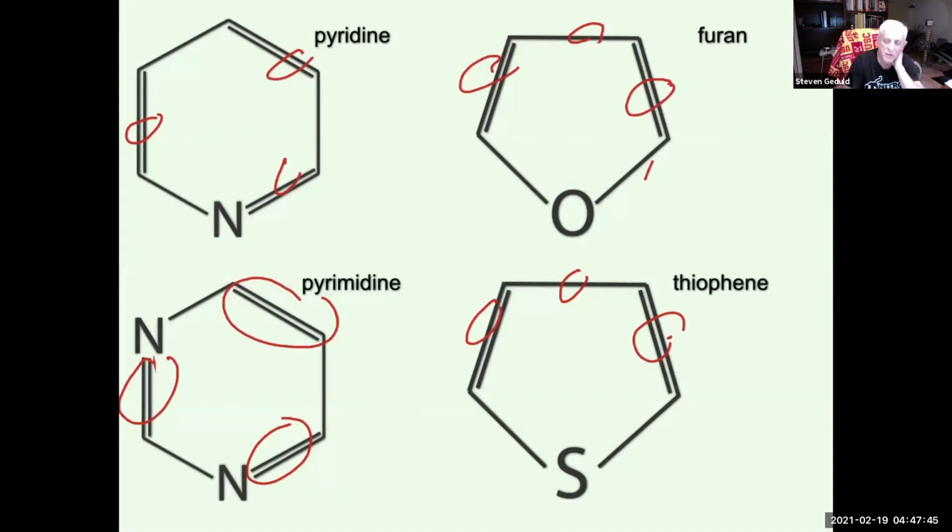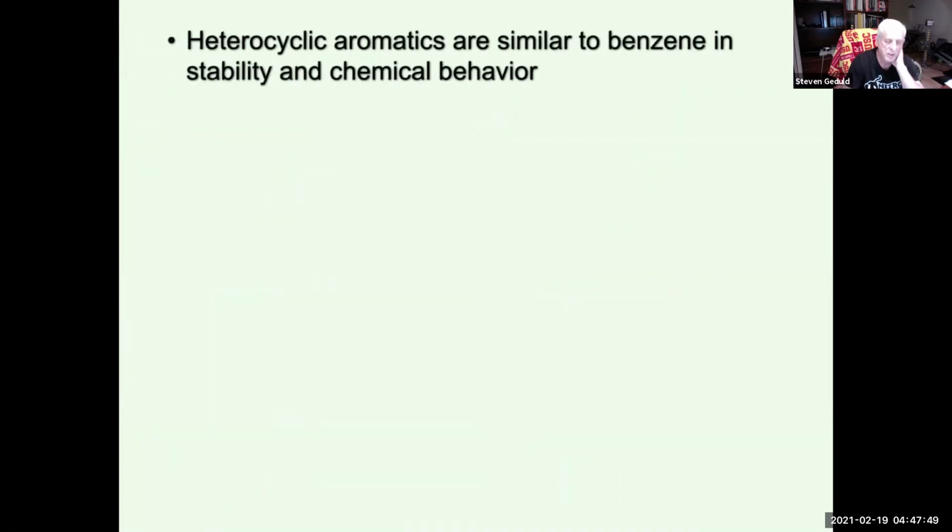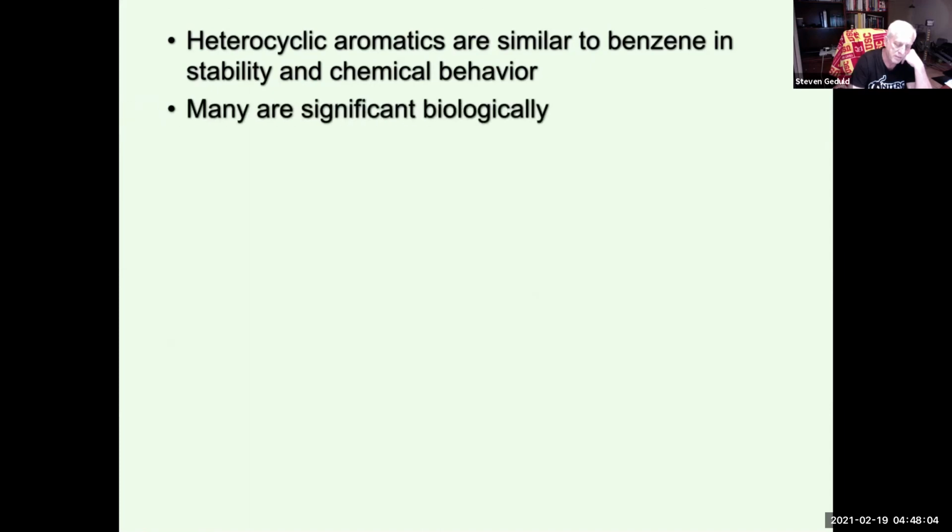And that one's called thiophene. Okay, so heterocyclic aromatics are similar to benzene in both their chemical behavior, how they react, how they behave with different components, with reactions, and how stable they are. Many are very significant, biologically important compounds.